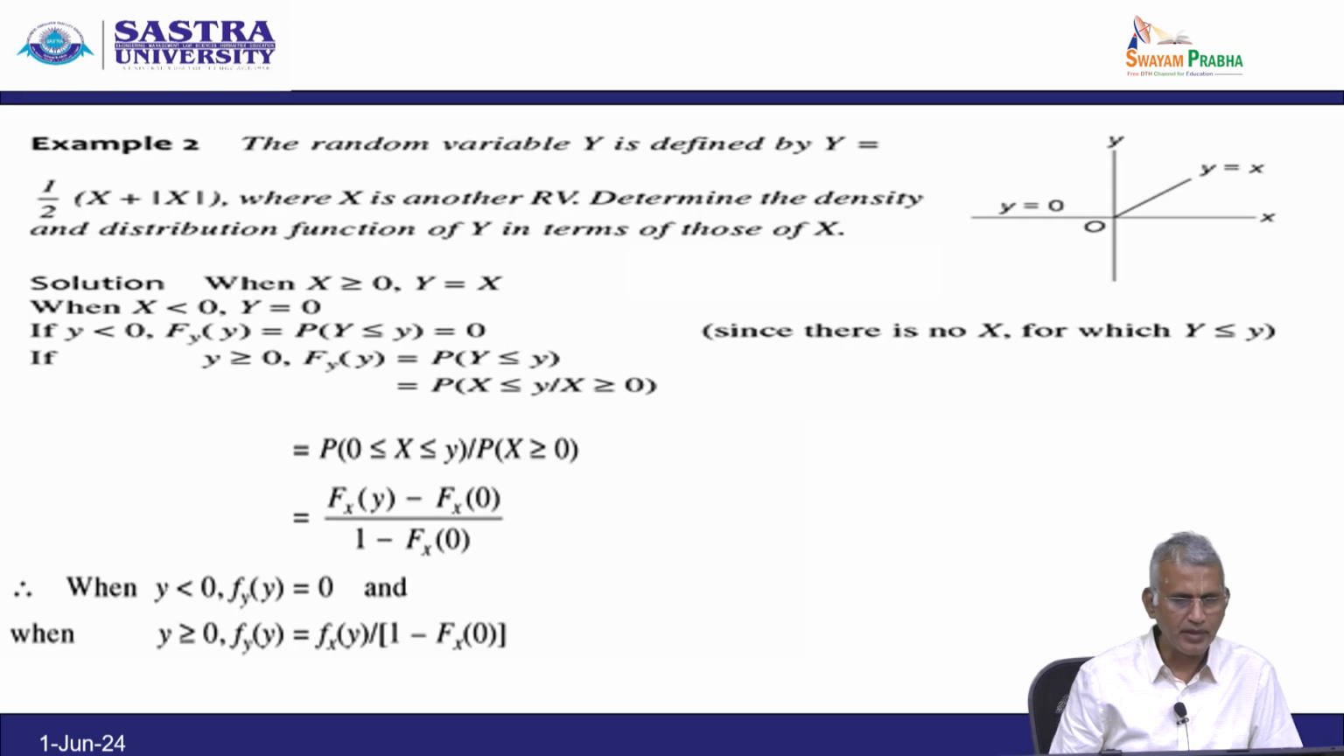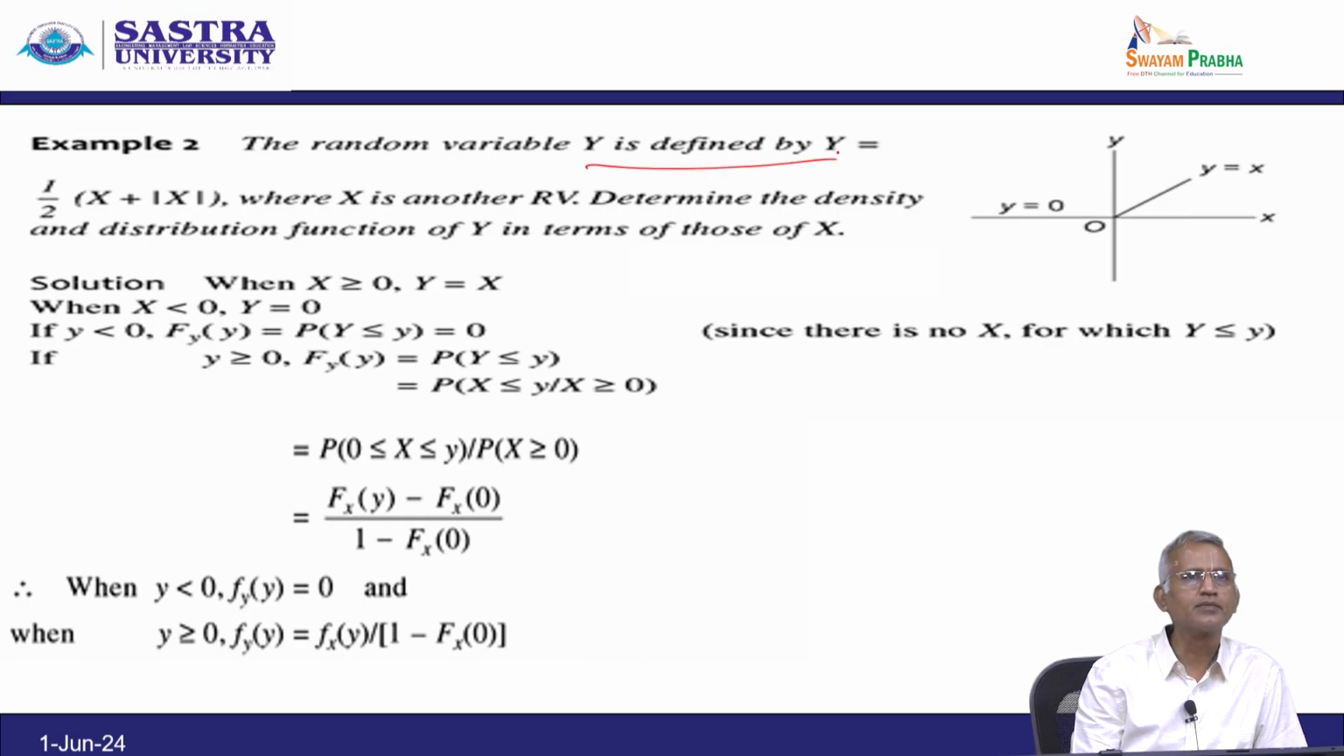Next, based on this, let us go with another example. A random variable y is defined as y equal to half into x plus mod x, where x is another random variable. Determine the density and distribution function of y in terms of those of x. So, when x is positive, y equal to x, and when x is negative, y equal to 0. That is the meaning of the corresponding picture.